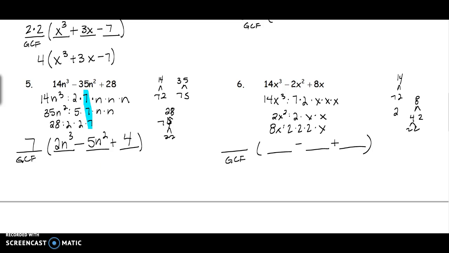In number 6, we have a 2 that occurs in each of the terms and an x. So in this one, we're going to take out 2x. What's left over is we have 7x squared, 7 and 2 x's. In the second term, we only have 1x left over, and in the last one, we have 2 2's, which is a 4. So this is how to factor out a GCF.